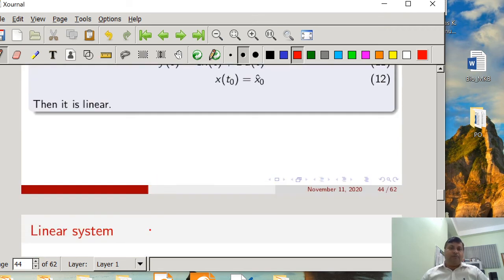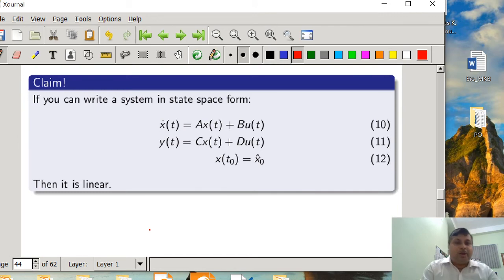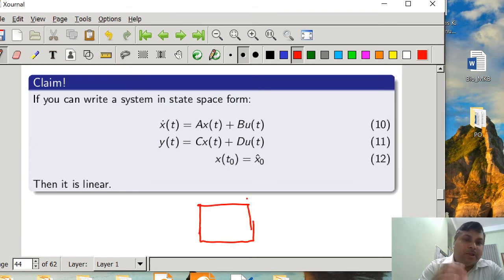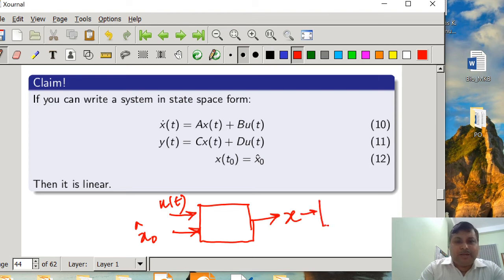How can we prove that one? To prove it, consider this as a system where the inputs are u(t) and the initial condition x(0) hat, and you get the solution x. Once you get the solution x, you can multiply with C to get y.